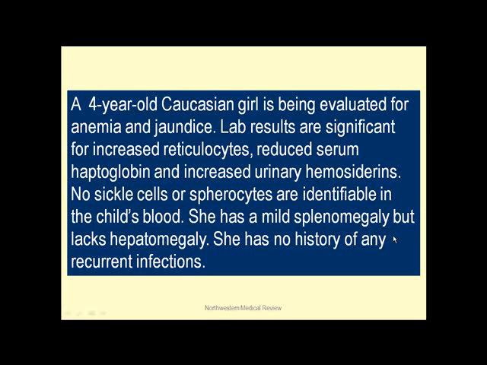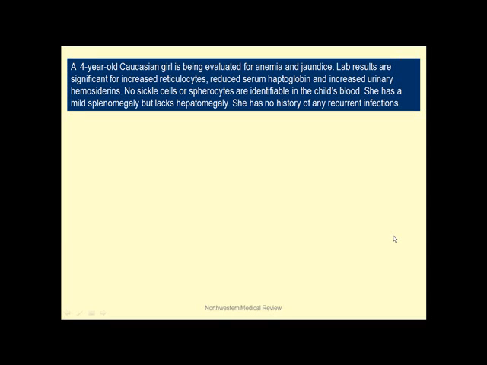Let's look at this case scenario. A 4-year-old Caucasian girl is being evaluated for anemia and jaundice. Lab results are significant for increased reticulocytes, reduced serum haptoglobin, and increased urinary hemosiderin. No sickle cells or spherocytes are identifiable in the child's blood. She has a mild splenomegaly but lacks hepatomegaly. She has no history of any recurrent infections. So let's keep this case scenario in the background.